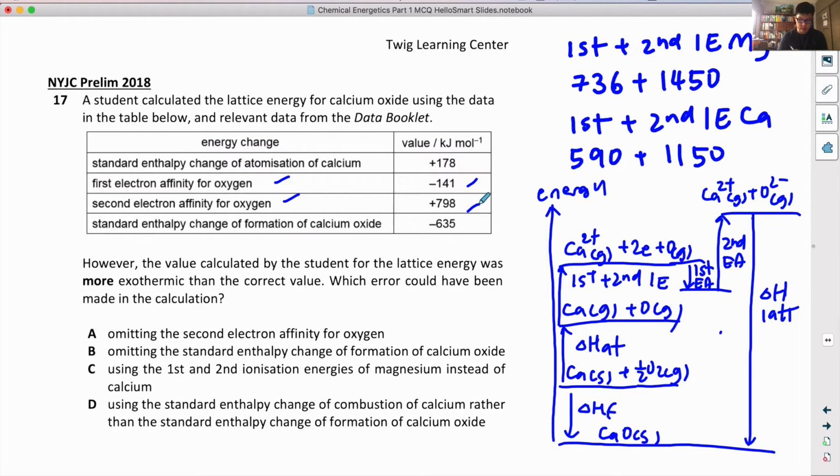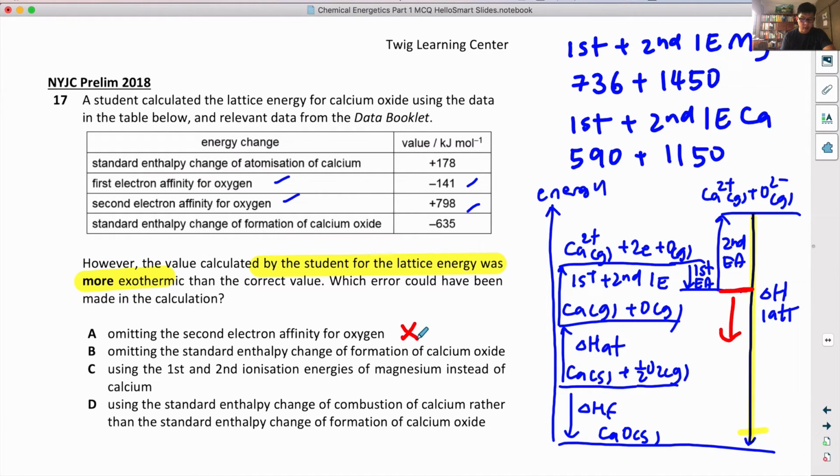So the question is this: why is the value calculated by the student more exothermic? What could cause it to be more exothermic? More exothermic means this line here, this is an exothermic line, so this line must be longer. This yellow line must be longer, that means it's more exothermic. If you omit the second EA, it means you stop at the first EA, you probably stop here. Then the lattice energy will be from here downward, so it's going to be less exothermic.